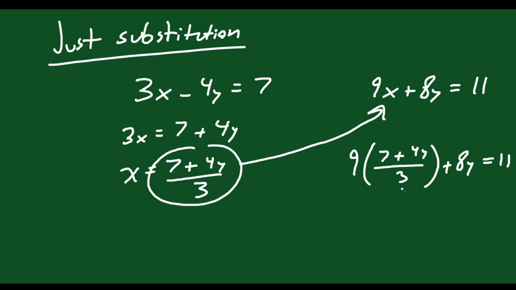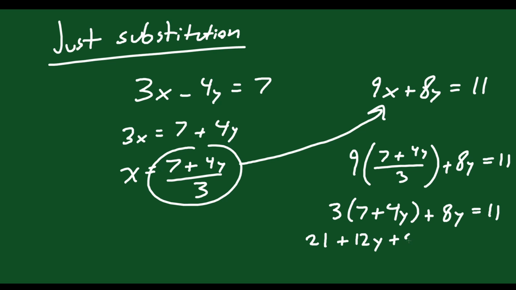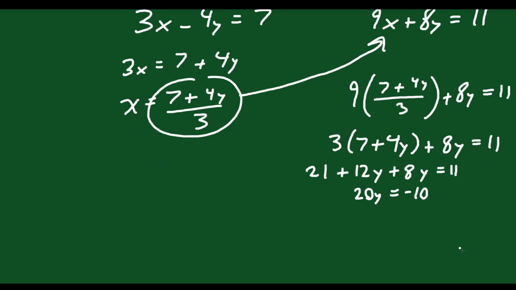Okay? And then you multiply it out. 9 over 3, that's going to be 3. So really what you have here is 3 times (7 plus 4y) plus 8y equals 11. You expand this. 3 times 7 is 21. 3 times 4 is 12y, plus 8y equals 11. Move your 21 to the right. 12y plus 8y is 20y, equals 11 minus 21, negative 10. Just like that. Divide both sides by 20. y equals negative a half.